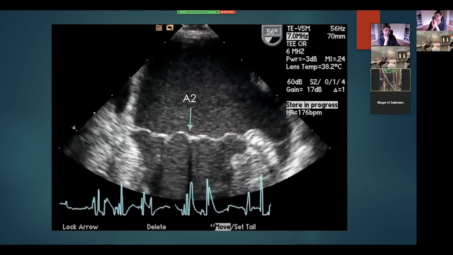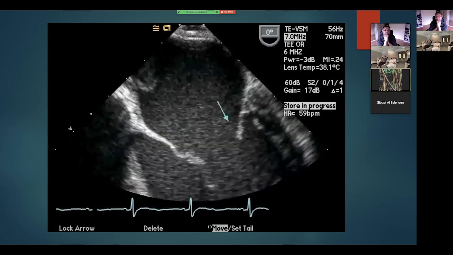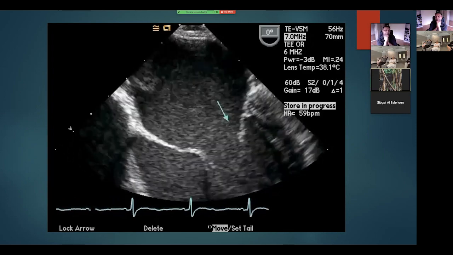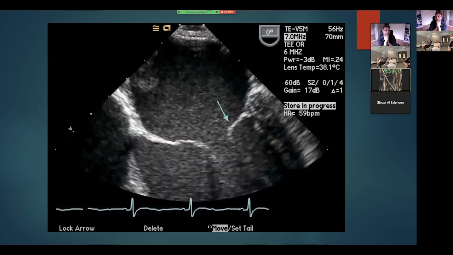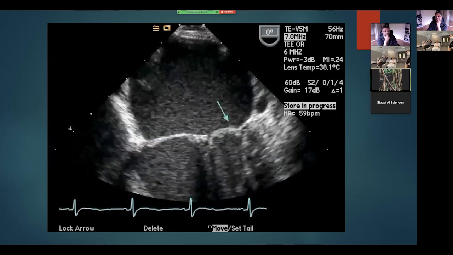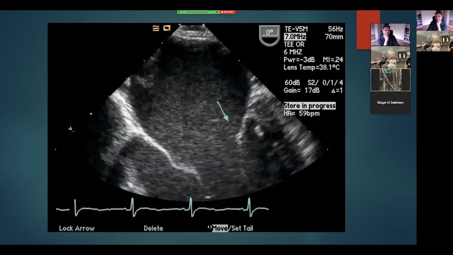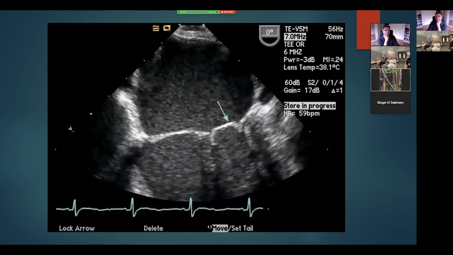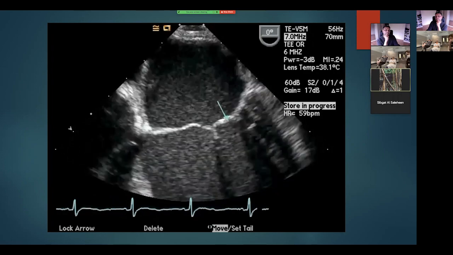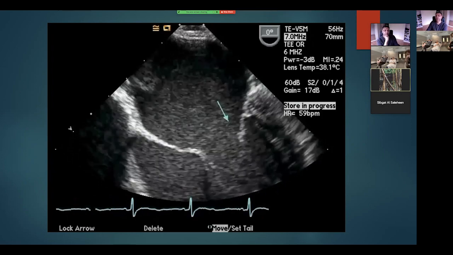Okay, Sigit, this one is for you. I guess beginning at the top. So this is mid esophageal view at 0 degrees. So it should be the 4-chamber view, but this is zoomed in. This leaflet should be P2. Good job. Nicely done.